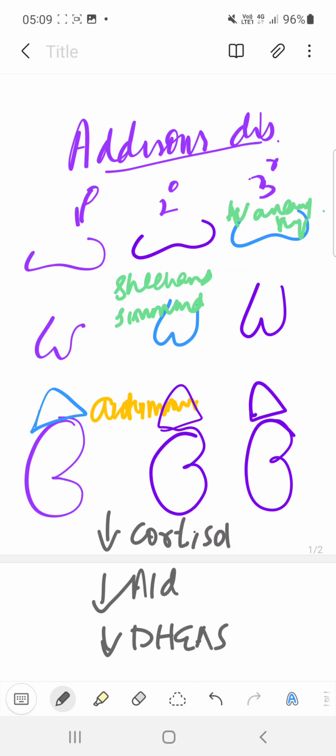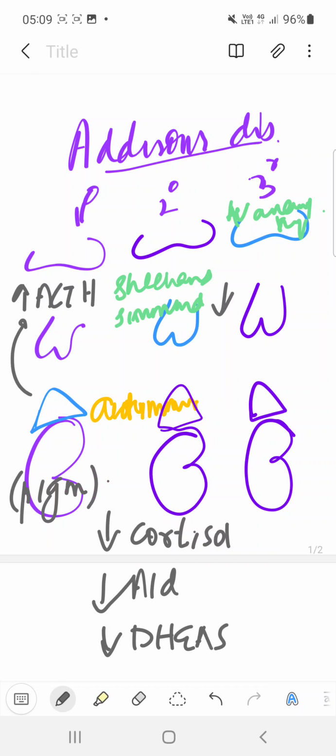When the cause is primary, as a feedback, ACTH will increase. In other cases, ACTH will be less. So here you get pigmentation, which will be present in primary Addison's disease.